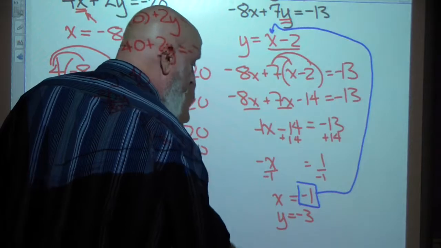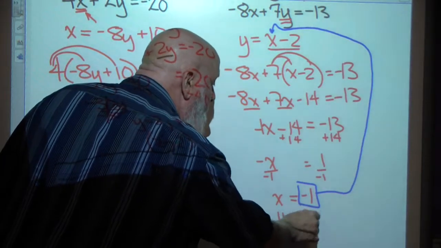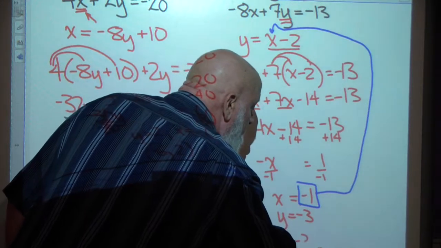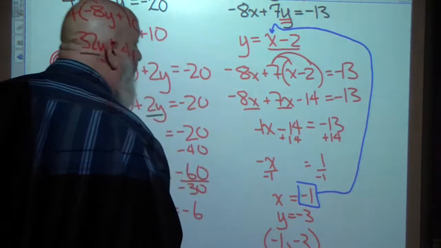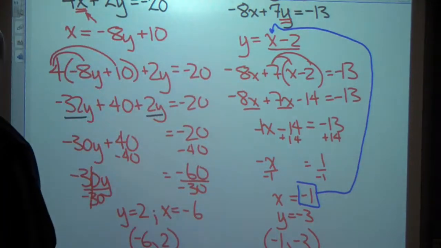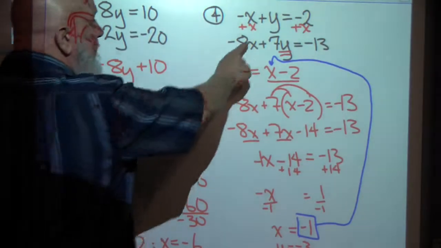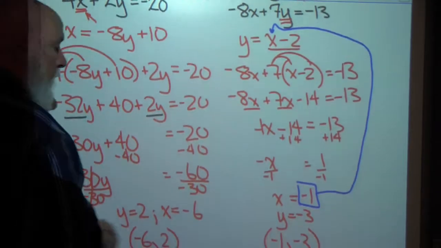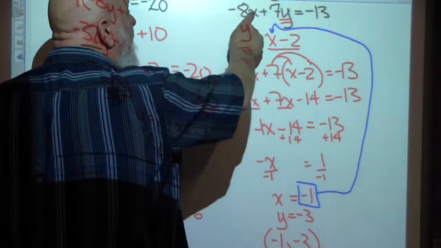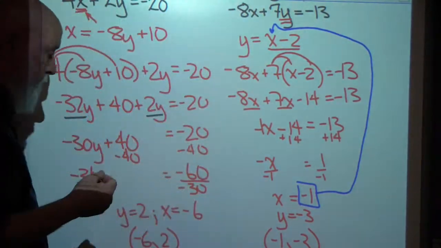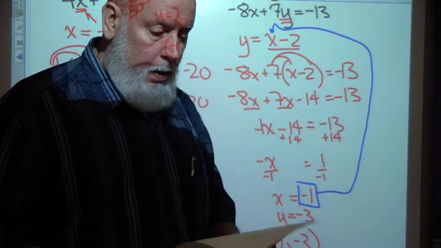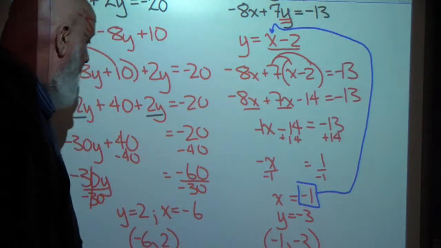Y is negative 3. So our ordered pair will be x comes first, y comes second. And this is the point of intersection. If we graph both of the original problems, they'll intersect at the point we just found. And those x and y values are the x and y values that will make both of the original equations true. Now let's see if I got that one right. I hope I did. Negative 1, negative 3, yay!